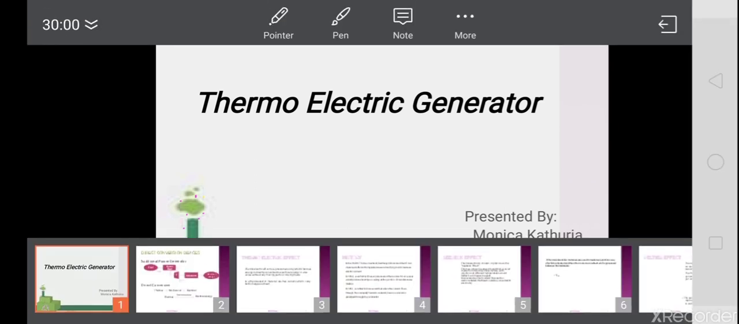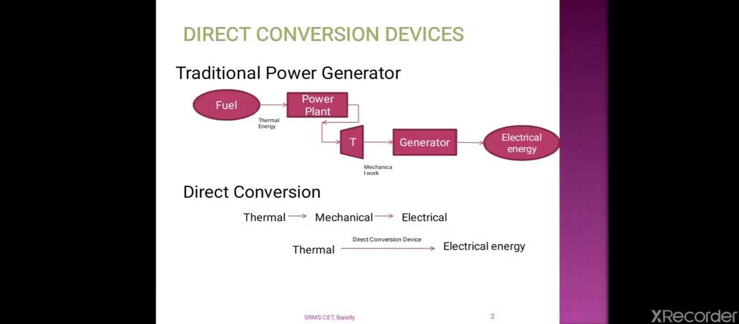To better understand this topic, first of all we will discuss the direct conversion devices. For that, we take an example of how we get electricity in a power plant. Here we have fuel which, when burnt, gives out thermal energy which goes to our power plant that is connected with a turbine, from where we generate mechanical work. So as we have thermal energy in the power plant, we get mechanical work because of the motion of the rotating turbine. And this turbine is again connected to the generator, whereby we get electrical output or electrical energy.